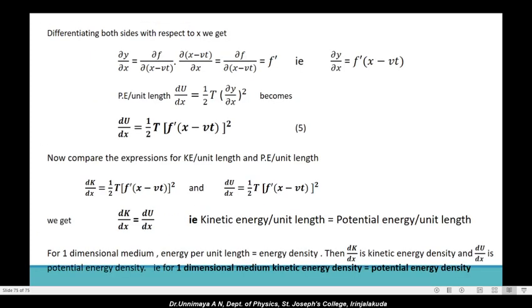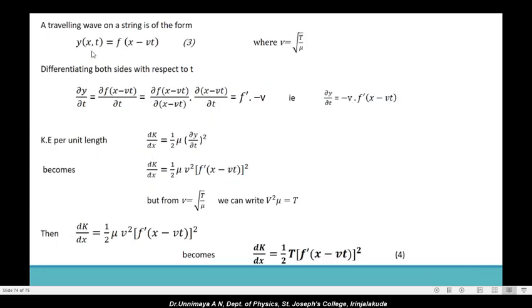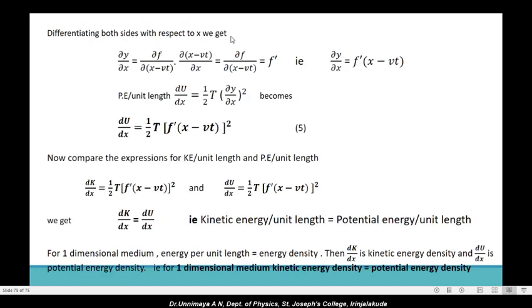Now differentiate this traveling wave equation with respect to x. Then we get dou y by dou x is equal to dou f of (x minus vt) into dou (x minus vt) by dou x. So the answer will be dou f by dou (x minus vt), since dou (x minus vt) by dou x is 1. So this will be equal to f prime of (x minus vt). So dou y by dou x can be represented as f prime of (x minus vt).